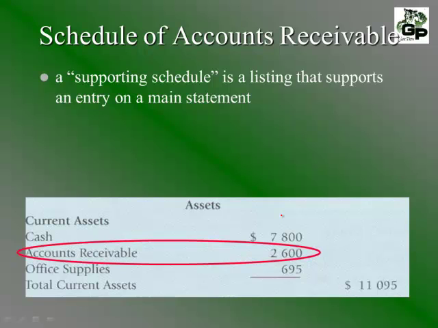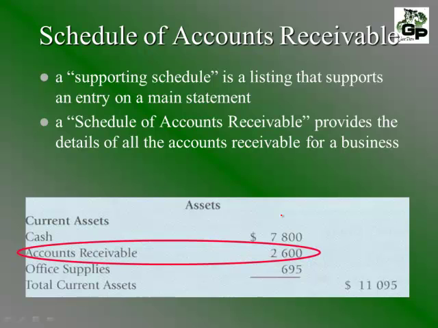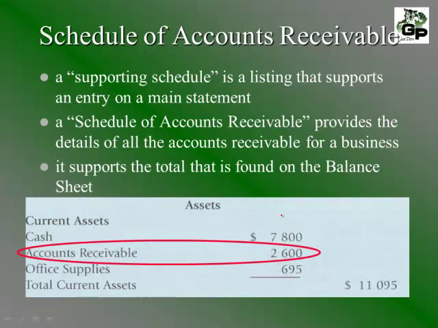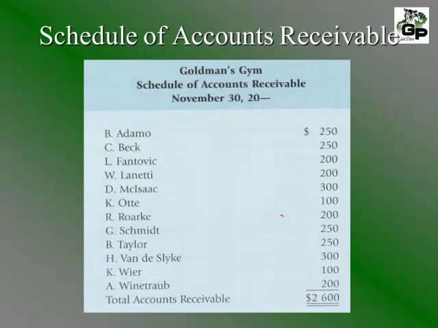So you can see I've highlighted here accounts receivable of $2,600. Well, this isn't just for one particular account. There could be many accounts that make up this $2,600. It provides the details of all the accounts receivable for a business. And it supports this total that is placed on the balance sheet. In fact, here's what our particular accounts receivable looks like in this example.